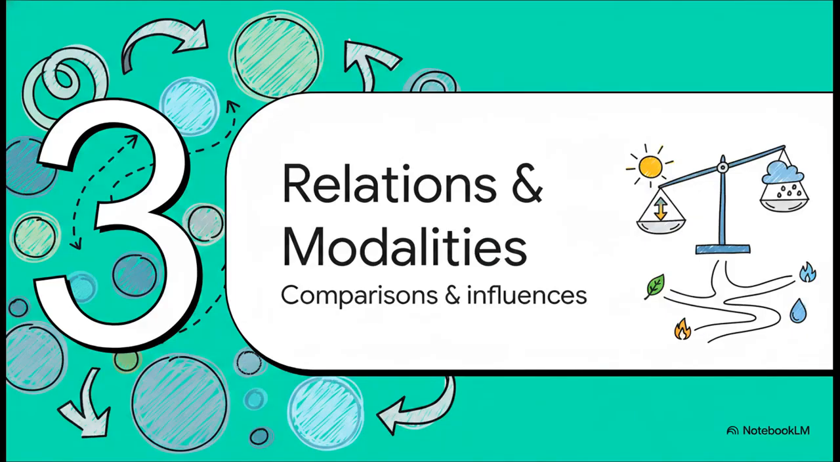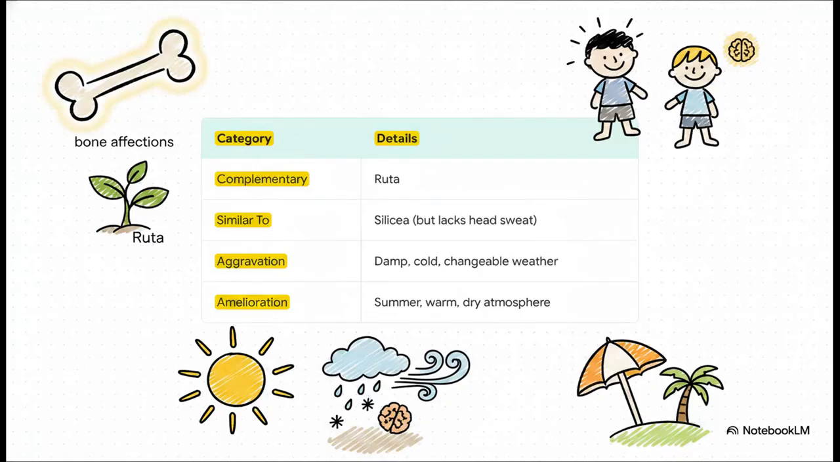phosphorica. All right, let's move on to section 3, relations and modalities. Now, this is a super critical section. You need to know this stuff for accurate prescribing in the real world, and you absolutely need it for those comparative questions on exams. We're going to look at which remedies it works well with, and of course, what makes the patient feel better or worse. So let's just run through the key relationships and modalities here.